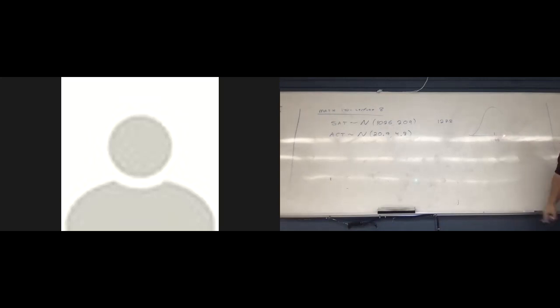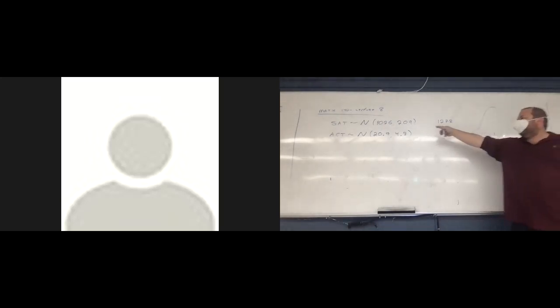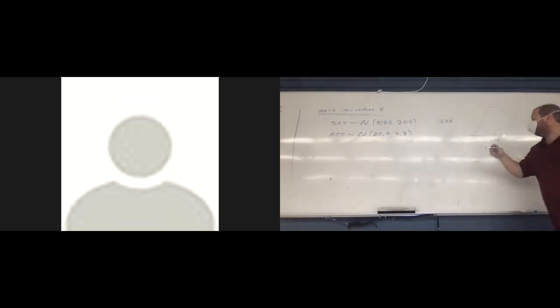So where's 1278? To the right. We see that the sigma is 209, so it's a little past 1 sigma, maybe over there, 1278. And we want her percentile. We want what percent is to the left. How do I do that?